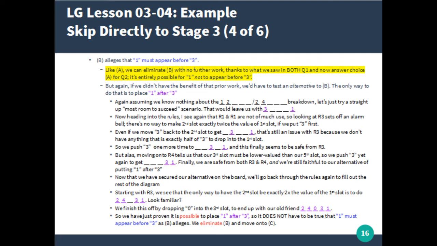So the only way to stray from 1 appearing before 3 is to have 1 after 3. So again, assuming that we know nothing about the 1 and 2 and 2 and 4 lead-off breakdown, let's just try a straight up most room to succeed scenario. Like last time, that would leave us with something like this: 3, blank, blank, blank, 1.